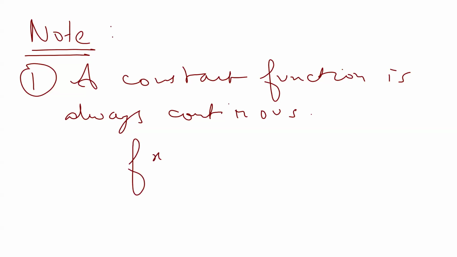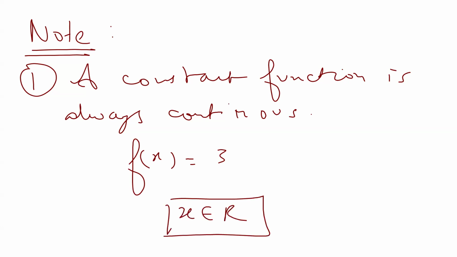For example, f of x is equal to 3. 3 is a constant. So it is continuous at any value of x belonging to real numbers, because for any real number, 3 will remain 3 only. So it is continuous. A constant function is continuous at any value of x belonging to real numbers.